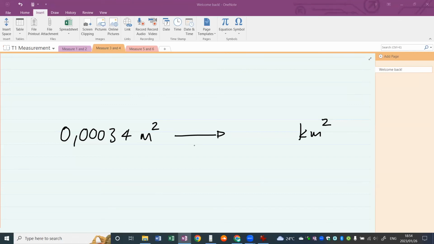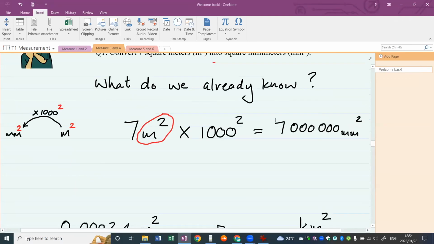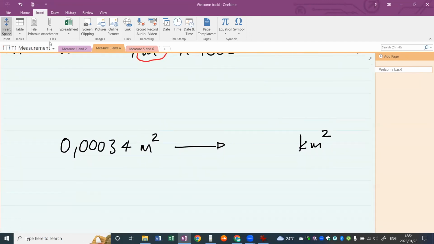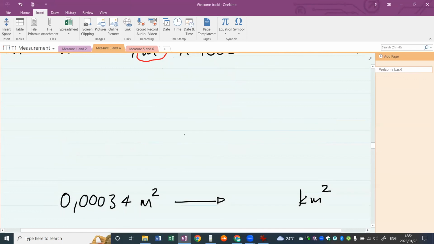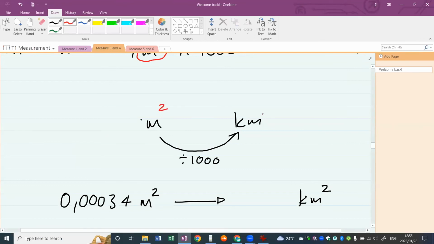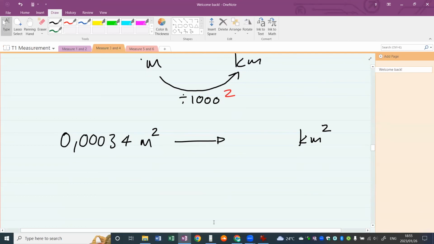All right, let me quickly do the sum. Okay, let me draw the diagram quick, to show you how I work it out. I've got meters here and I need to get to kilometers. I know from meters to kilometers, it's this way. I have to divide by 1,000 normally, but this is meters squared, and I'm going to kilometers squared. So I need to divide by 1,000 squared.